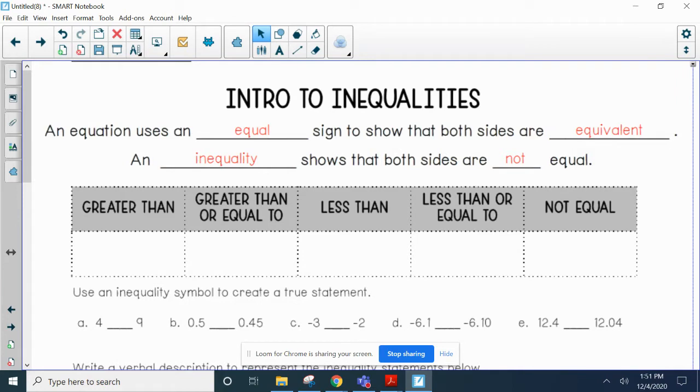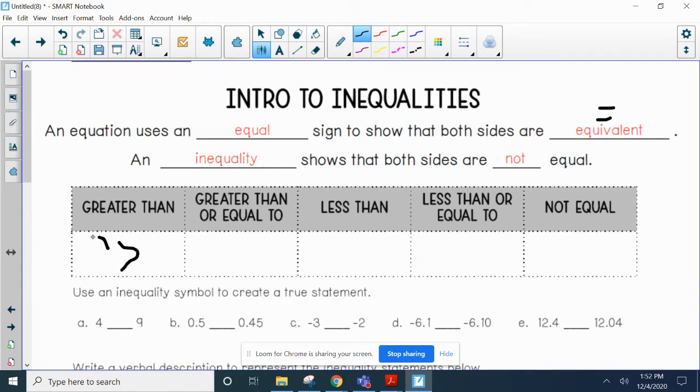So an equation is what we've been talking about, using an equal sign to show you that the left and the right are the same. An inequality, however, shows that both sides are not the same and not equal, because we know equivalent means that they're equal. So greater than, and we read from left to right, is going to say this is greater than this. So the bigger side is the side that is greater.